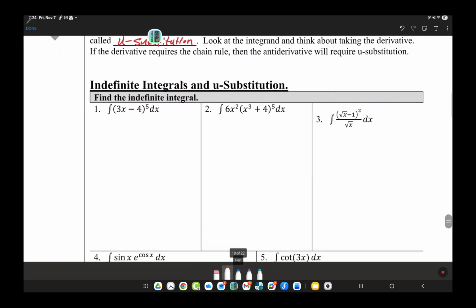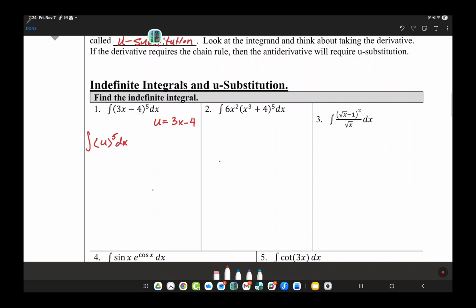Now, what that means is if we look inside here, we are going to replace that inside function, that g of x, function within the function, with a single variable. And that will make things easier to find the integral using your power rule or your inverse power rule and all that other stuff. So we are going to say that u is equal to 3x minus 4. So that means that we have the integral of u to the fifth dx.